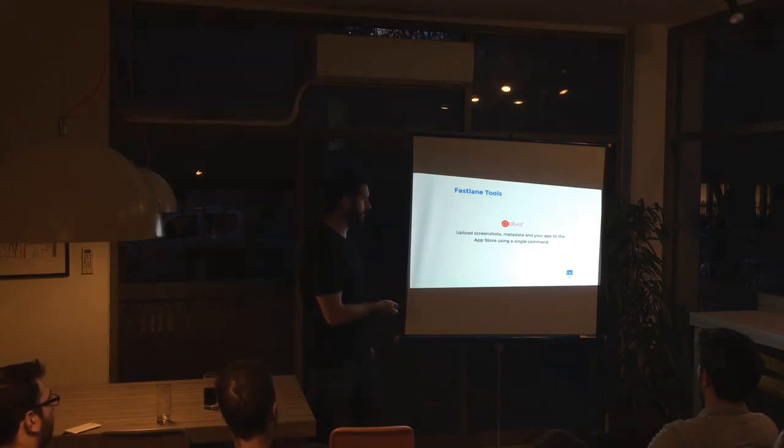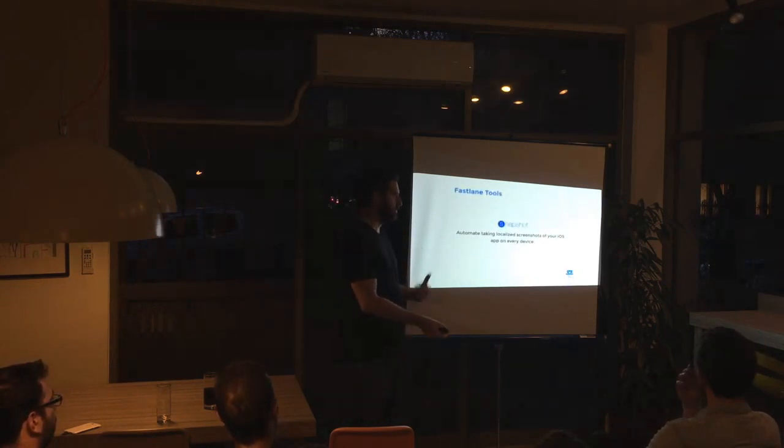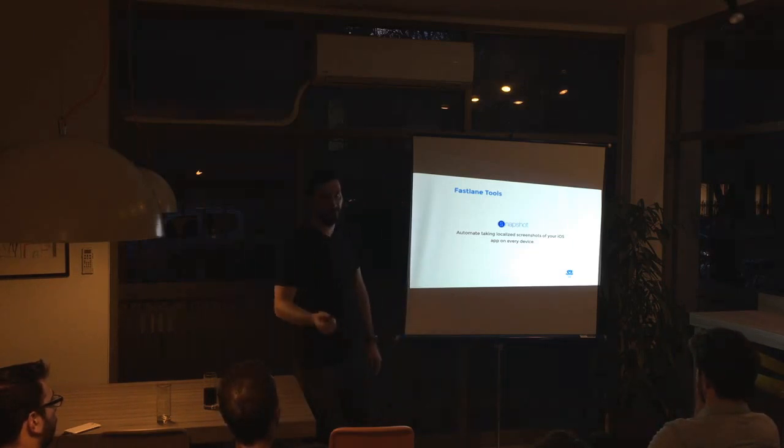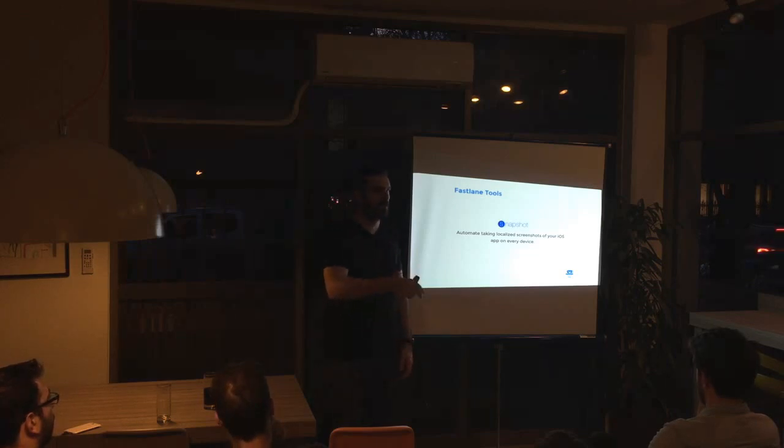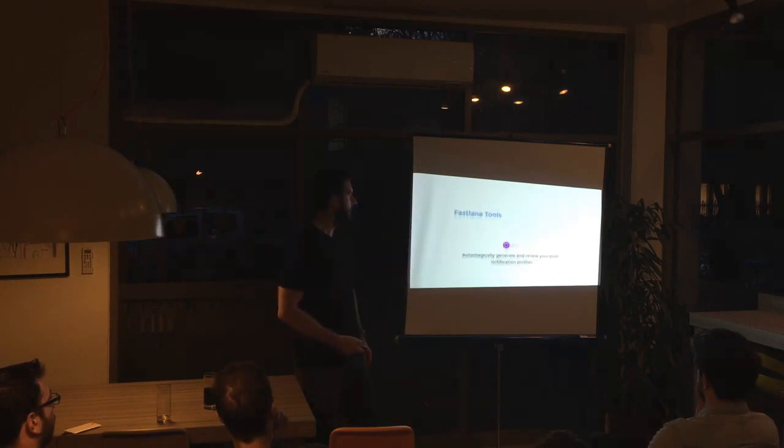I'm going to go very quickly through the most important tools that are part of the Fastlane toolkit. First and foremost is Deliver. It allows you to upload your application screenshots, metadata, and of course the app itself to the App Store using a single command and nothing else. There's also Snapshot, which automates and eases the process of taking even localized screenshots of your iOS app on every device. So it's just a script that runs your application and grabs screenshots for you and then uploads them as part of Deliver.